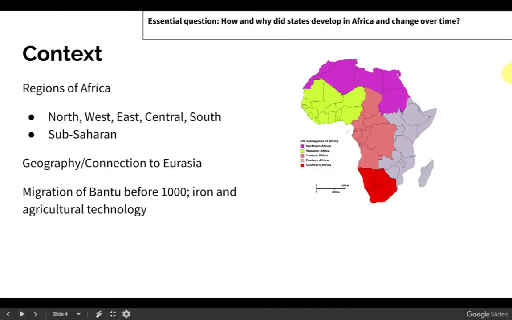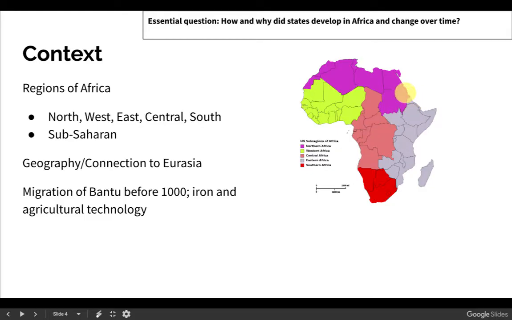For context, first, let's start with the major regions of Africa. So when we look at Africa and world history, we like to split it up into regions because it's such a large, complex place. So the pink here we're going to refer to as North Africa. In this yellow part here, we have West Africa. Down here in the gray, we have East Africa. In the red, Southern Africa. And we will not talk about Central Africa quite as much, but here in this sort of reddish-brown color, we would call that Central Africa.